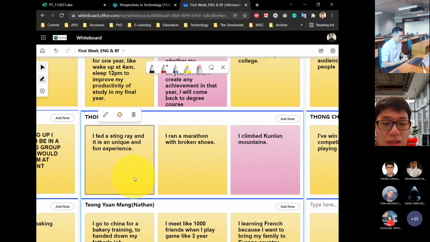Where was this? In Taiwan. When I was in Taiwan, I got to feed a stingray and I put my hand under the water and the stingray went up all the way to my arm. Wow. It felt very slippery, but it was very nice.